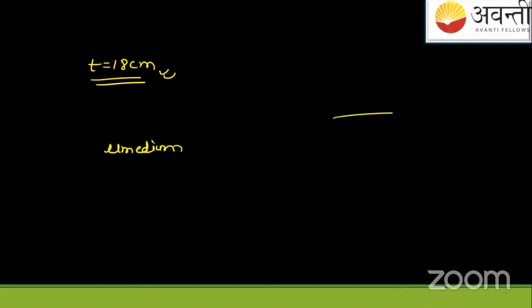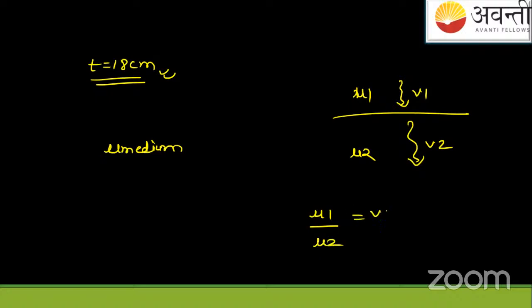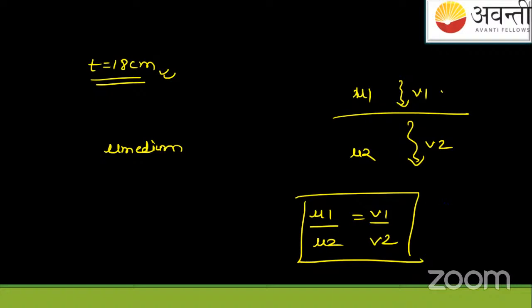If two mediums are there having mu1 and mu2 as individual refractive indexes, you can note down these things. I will give you the time, don't worry. If mu1 and mu2 are the two refractive indexes of the media, and the speed of light is v1 here and v2 here, we write the relation like this: mu1 upon mu2 equals v2 upon v1. Remember this. I've also written that it equals lambda1 and lambda2, but we only require this now.